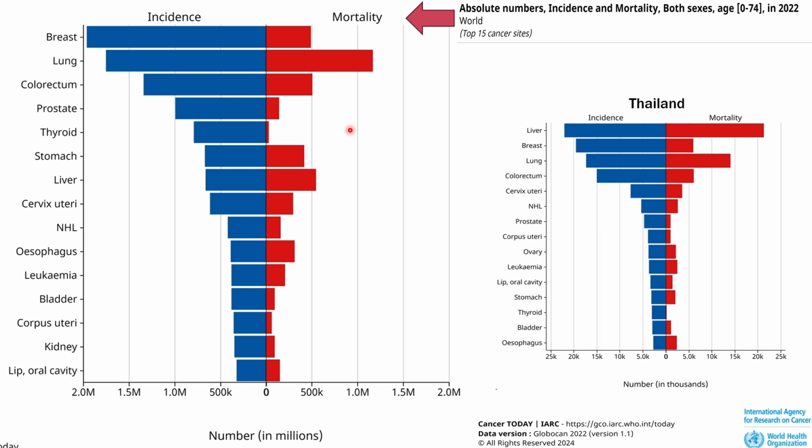If you look at the condition in Thailand, liver cancer has the highest mortality. You can see the incidence and mortality are almost similar. The second most dangerous one is lung cancer. But the second most highly reported one is breast cancer. The most severe one is lung cancer.